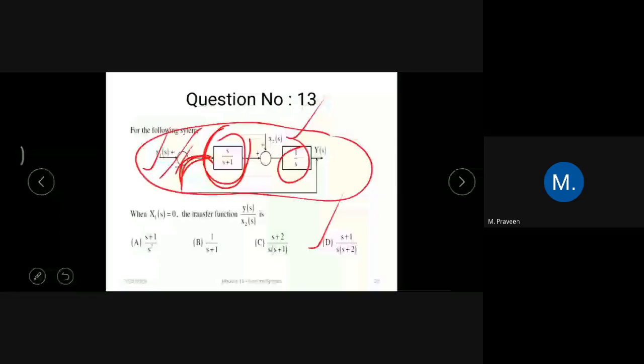So that will become the feedback for the next one. This will be h of s, and this g of s. Simply you can use the closed loop transfer function formula, g of s by 1 plus g of s into h of s.